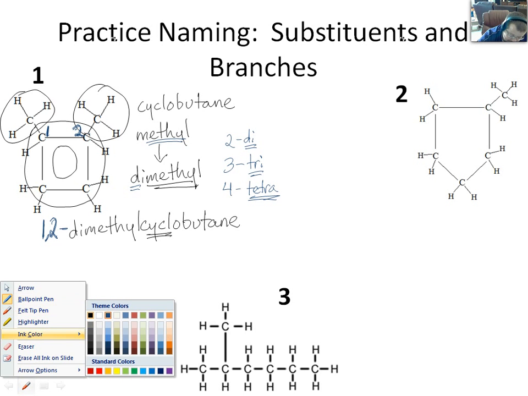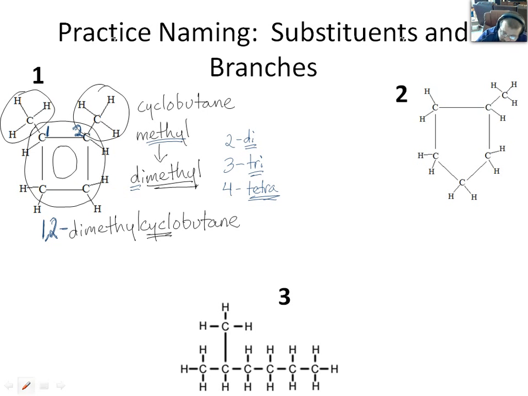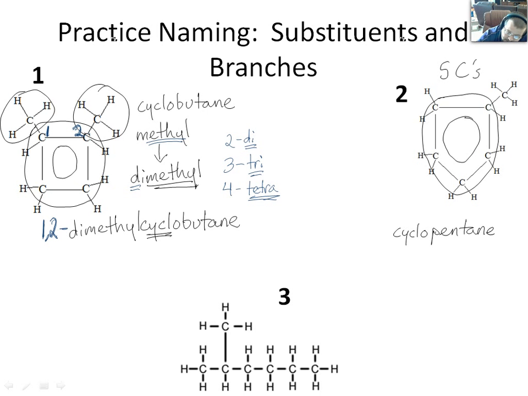Example number 2 is a ring again, but we've expanded the ring a bit. If you trace all the way around the ring, and remember the parent chain in the ring is the ring itself. And in that ring, I have 5 carbons. So I'm going to call it cyclopentane. And what do I have hanging off the ring? What's not circled at the moment is a single CH3 group. It's a 1 carbon, so it's a methyl group. So methylcyclopentane.